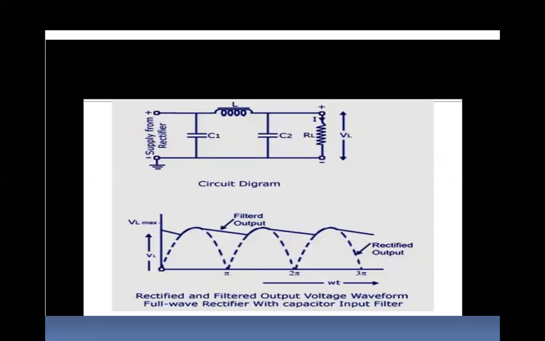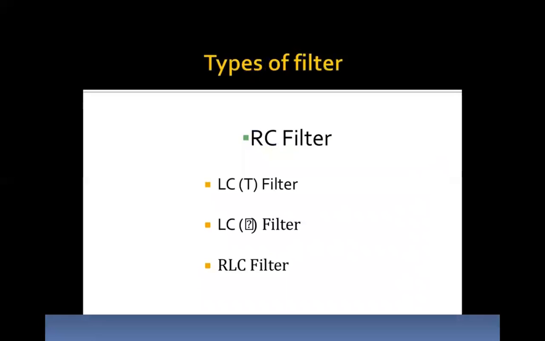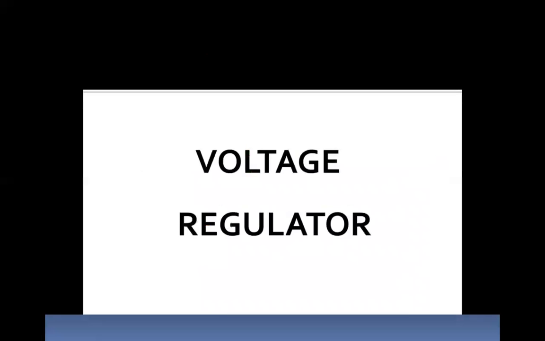This is called a pi section filter. Two capacitors and one inductor are used. So the capacitor input filter or pi filter is this one. Then the others are the LC filter, shunt capacitor, choke input filter, and RLC filter. These are the few filters we have.